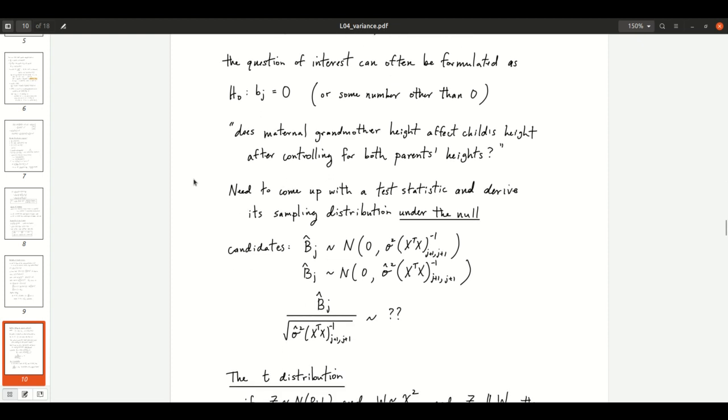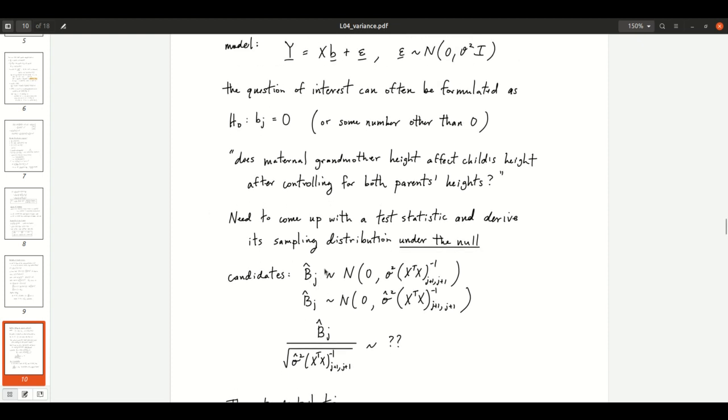So let's think about some candidates. If we look at the random version of that estimate of the regression coefficient, it has this distribution. So b hat j is distributed as normal, mean 0 under the null, and this is the sampling variance. So we work this out. You look at the sigma squared times the inverse of x transpose x, and the entry that we're interested in is the j plus 1 comma j plus 1 entry of that inverse. Reason for that is that the first entry corresponds to b sub 0, second entry is b sub 1.